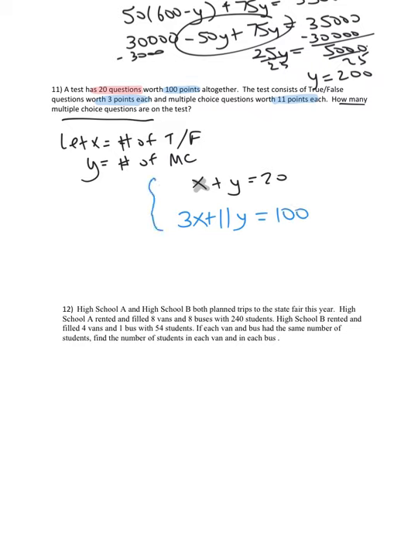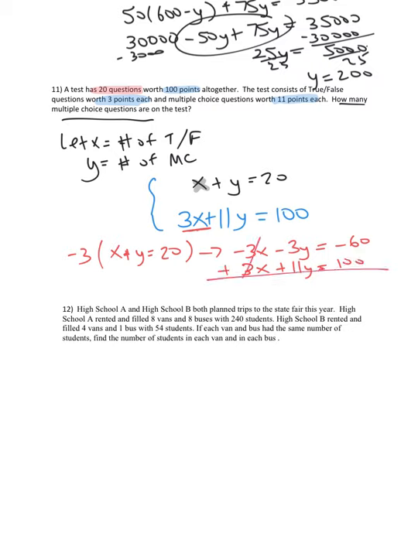So there's your system. Maybe here I'll use elimination just to practice both of them. I'll take x plus y equals 20 and multiply it by -3 so that I can get it to cancel with the 3x over here. So I'll have -3x minus 3y equals -60, and then I'm going to copy the second equation, 3x plus 11y equals 100. Remember, we're adding, so these cancel, and now you have 8y equals positive 40. When you divide by 8, y equals 5.